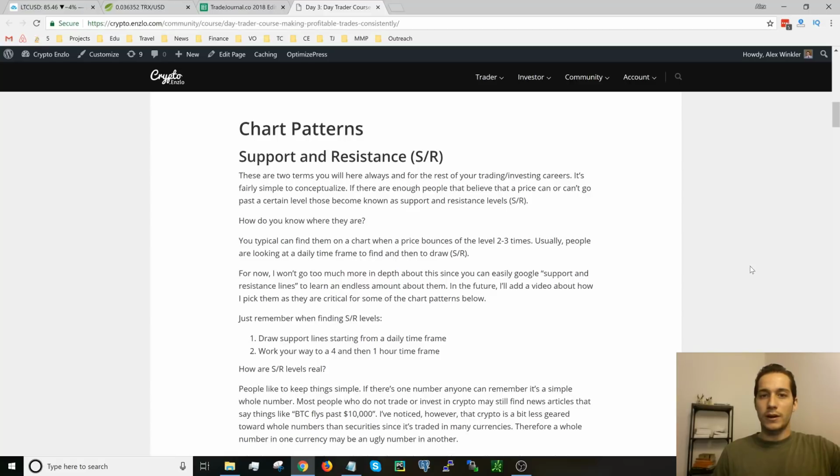So to get started, something you're going to be hearing over and over again in crypto and trading in general, especially day trading or investing, is support and resistance levels. It's pretty easy to conceptualize.